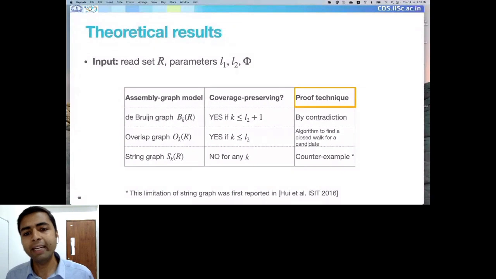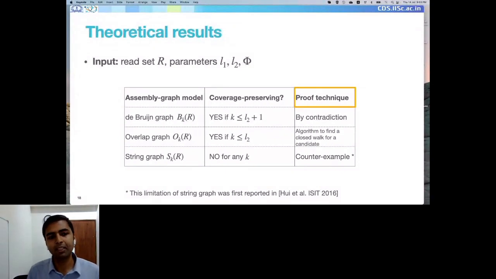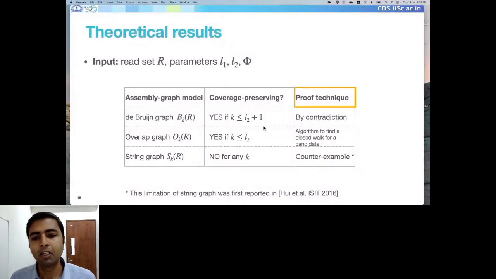As for the proof techniques that we use to make these claims, for the De Bruijn graph, we prove this claim by contradiction. For the overlap graph, we prove this claim by giving an algorithm that will compute a closed walk for a given candidate. And for the string graph, we only need to give a counterexample that shows that string graphs are not coverage preserving. The limitation of string graphs was first highlighted in an earlier paper by Hui et al. in 2016. So this limitation of string graph has been known before.